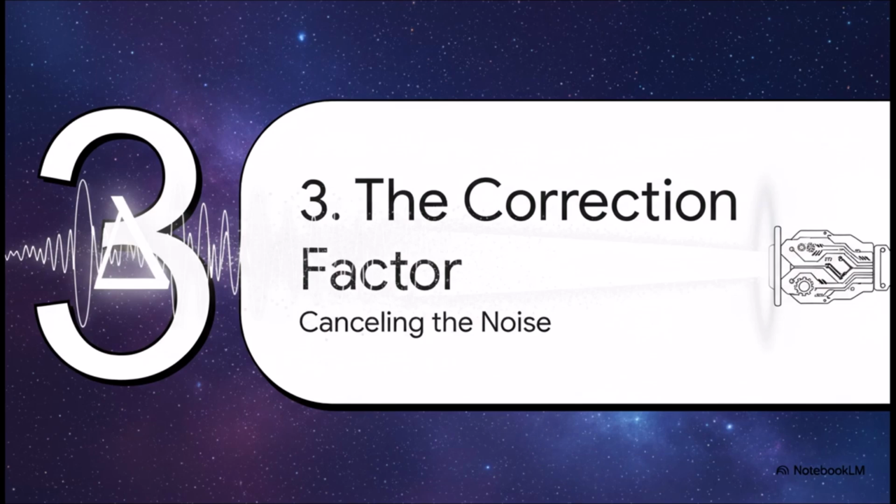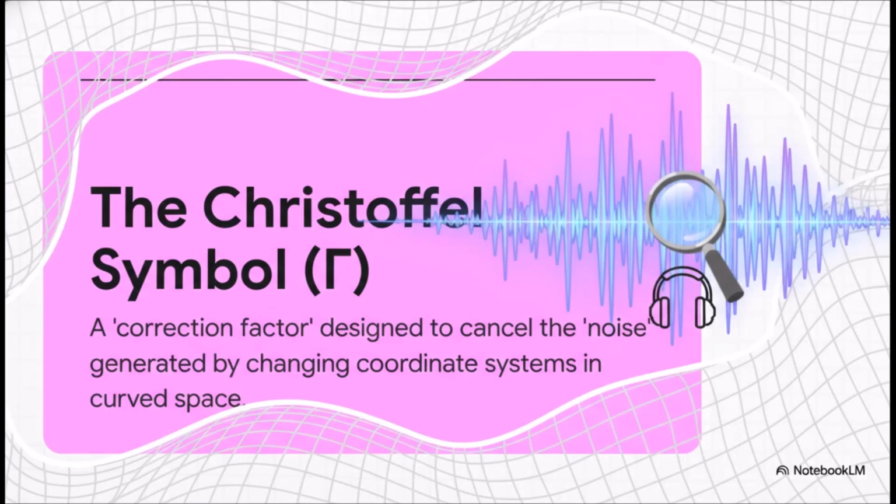The mathematicians of the 19th century didn't just throw out the old derivative. No, they did something way more clever. They built a breathtakingly smart add-on, a precision tool designed specifically to listen for that mathematical noise and then cancel it out perfectly. This is it, the Christoffel symbol.